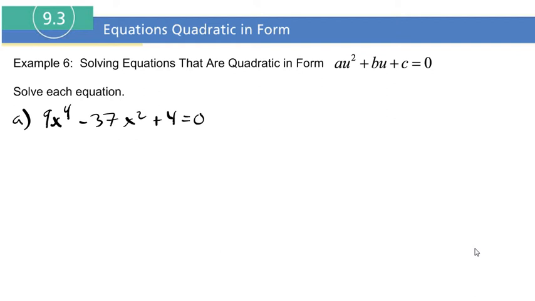Going on to example number 6. We're going to be solving equations that are in the quadratic form, au squared plus bu plus c. So we're just going to be continuing what we did from the last problem right there.